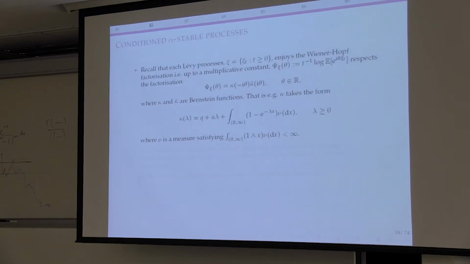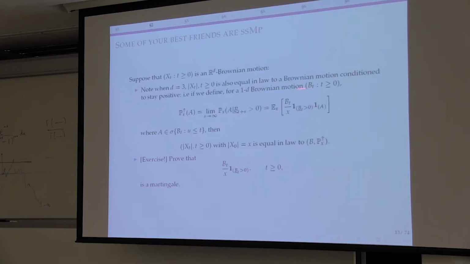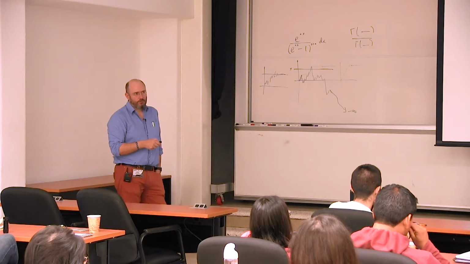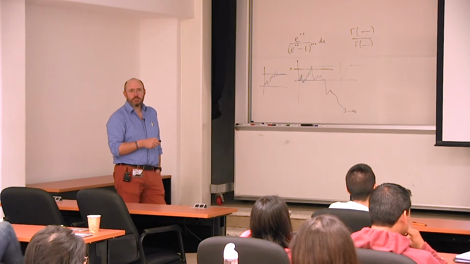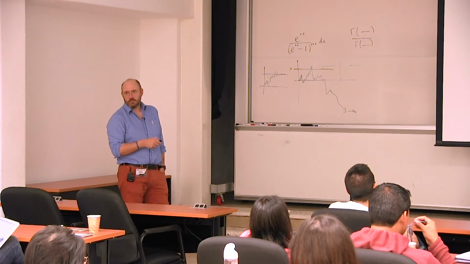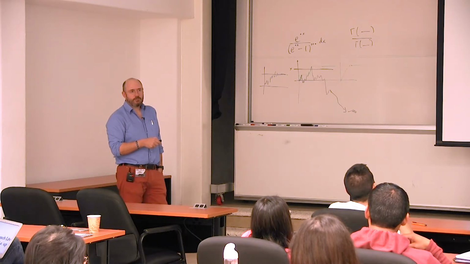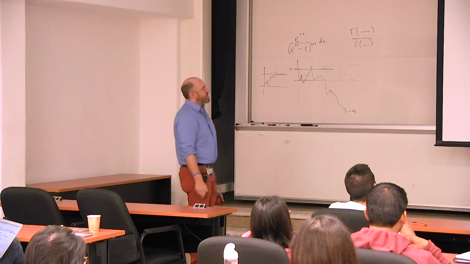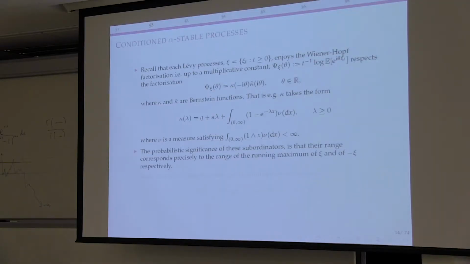The point I'm really getting to here is that this should be a self-similar Markov process because it agrees with the modulus of a three-dimensional Brownian motion, which by the previous exercise you will have proved by 6 o'clock is a self-similar Markov process. So could we take a stable process and condition it to stay positive instead of a Brownian motion and conclude that that's a self-similar Markov process?